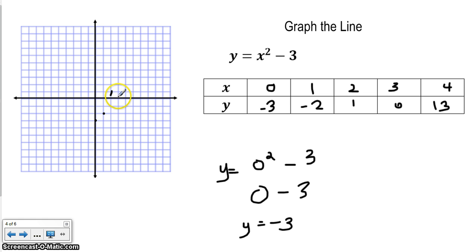You go 3, 6. Oh, messed up. 6, 2, 3, 4, 5, 6. And then 4 and 13. 1, 2, 3, 4, 5, 6, 7, 8, 9, 10, 11. Yeah, it's gonna be way out here, so there's that. And then once that's completely done, you just make your line, which I don't know if I'll be able to do. And it's gonna look something like this.